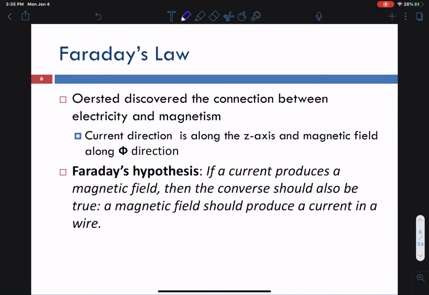Then since then, there's no reversal of that. Let's see. Okay, electricity produces a magnetic field, but can a magnetic field produce electricity? That is the hypothesis of Faraday's work. He said, okay, if electricity produces a magnetic field, it should be able to produce electricity. That's the hypothesis for Faraday.